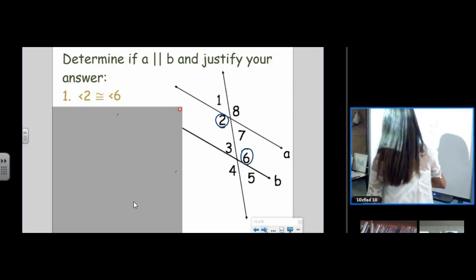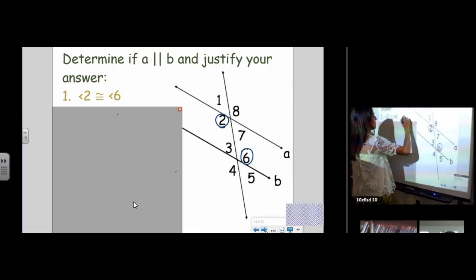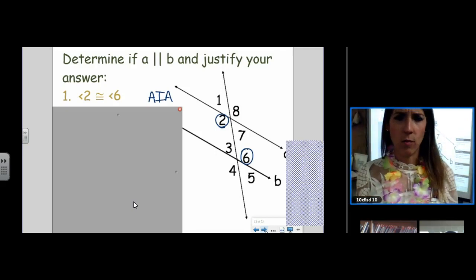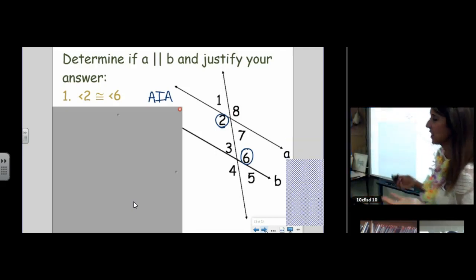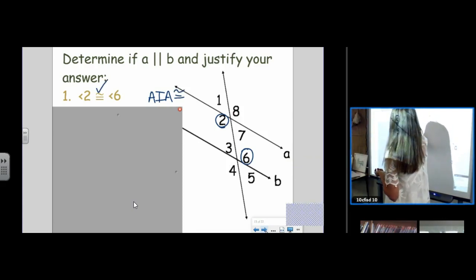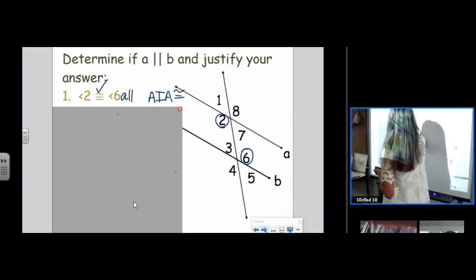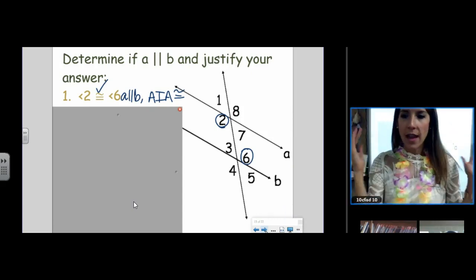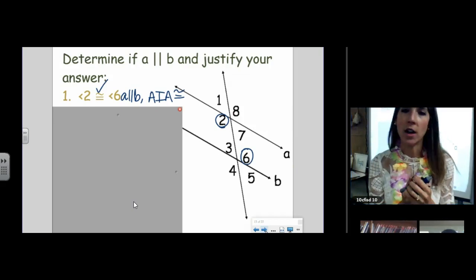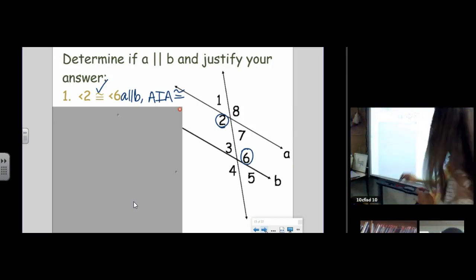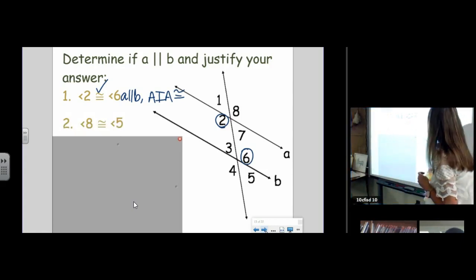So you write the vocab word down. 2 and 6, alternate interior angles. What are they supposed to be doing? What team are they on? They're team congruent. The alternate interior angles are congruent. They're doing what they're supposed to. So A is parallel to B. Confirmed. Is parallel. We're not assuming they're parallel. We know they're parallel. Okay, let's do the next one together too.